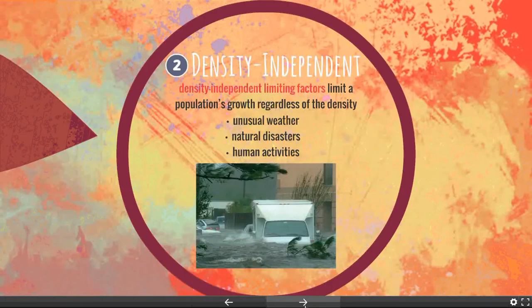And then there's density independent limiting factors. So these limit population's growth regardless of the density. So regardless of the size of the population, density independent factors are going to have an impact. So this is unusual weather, natural disaster, and also human activities.